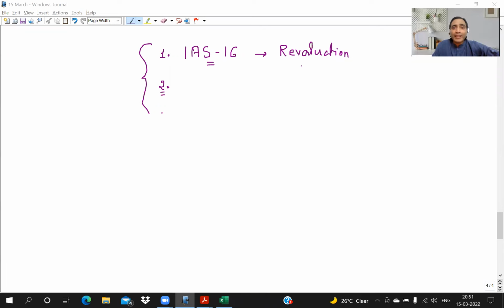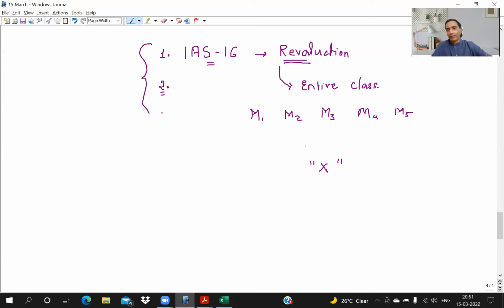Very good. Now, in IAS 16, do you remember that it says that if you want to revalue assets, you have to revalue the entire class of those assets? Entire class. What do you mean by entire class? Say, for example, I have five machines, M1, M2, M3, M4, M5. All of these five machines help me together to manufacture my product X. So these five different machines help me to manufacture product X.